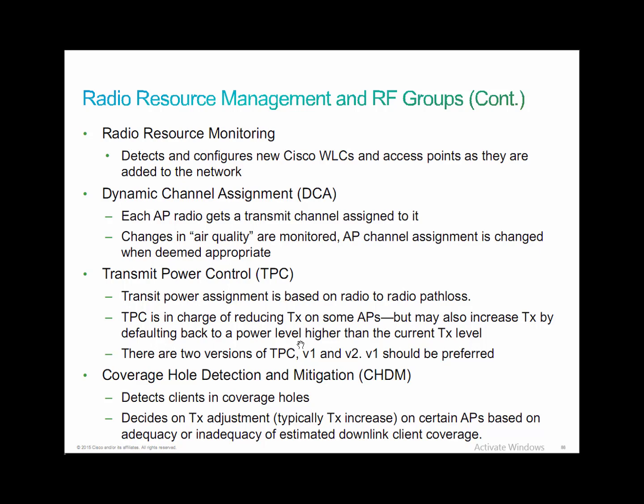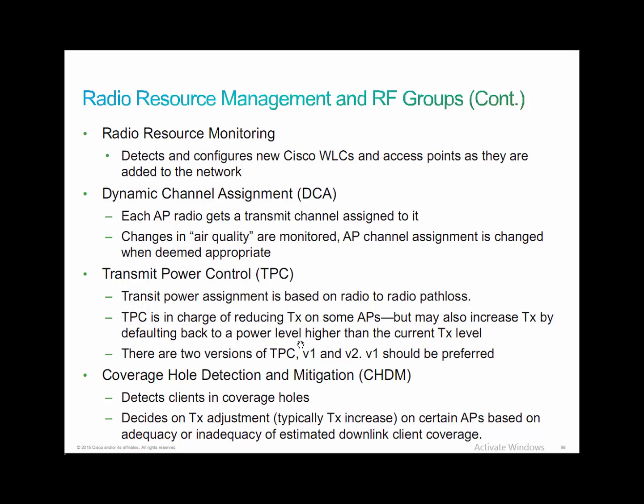There are 2 versions of TPC that exist, version 1 and version 2. Version 1 is typically preferred. Version 2, I know that's counterintuitive, but version 2 is only enabled under TAC guidance, and that's to solve lots and lots of strange problems going on in the environment, typically with AP density issues. All right.